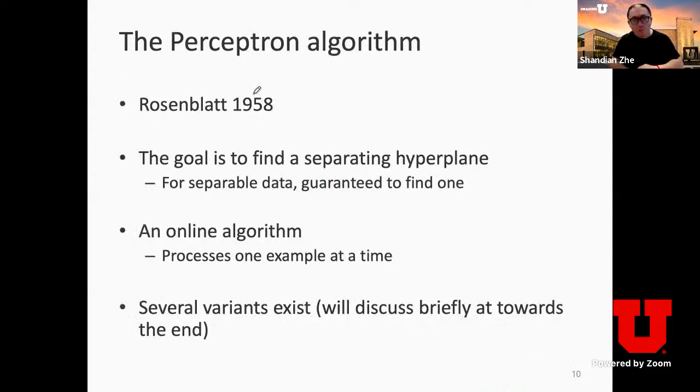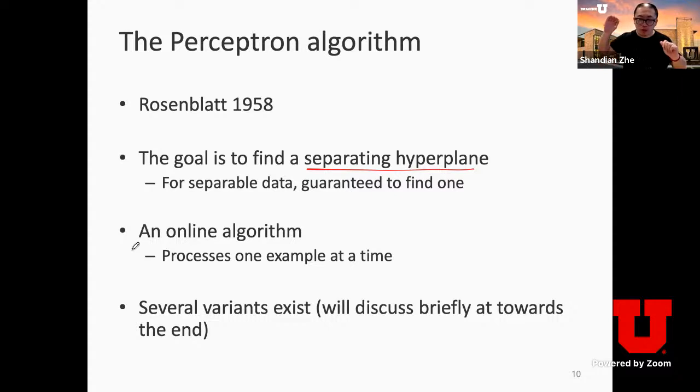Okay, so here is a brief summary of the perceptron algorithm. It was originally invented by Rosenblatt in 1958. And the goal, again, has nothing to do with artificial intelligence. It's just to find a separating hyperplane to separate data, typically positive examples and negative examples. And we'll see that we have a theorem showing that for separable data, the algorithm is guaranteed to find one separating hyperplane. Its nature is an online algorithm.